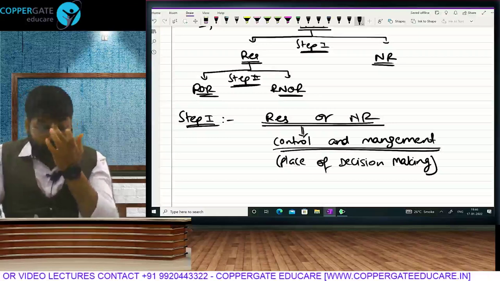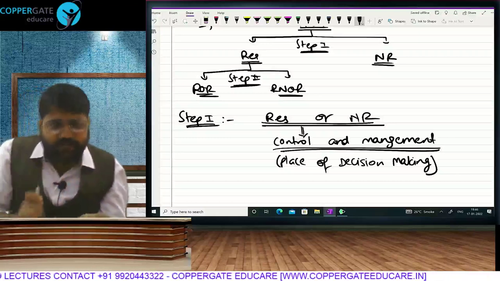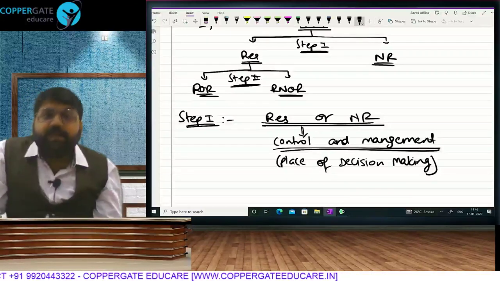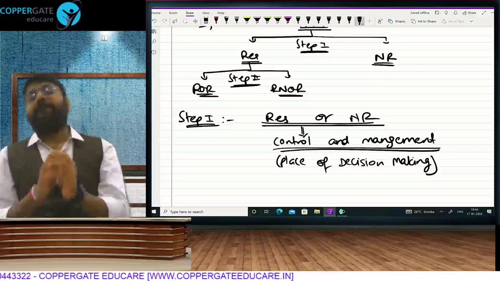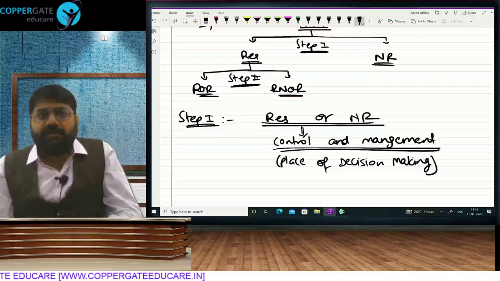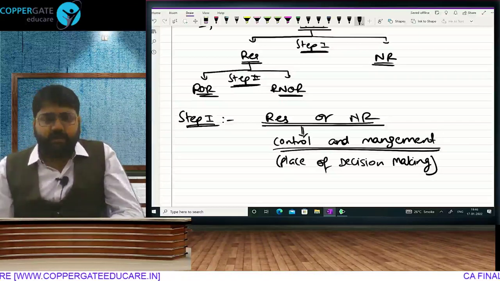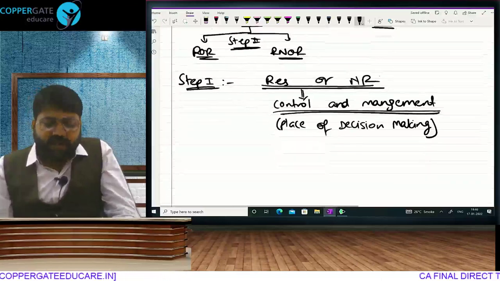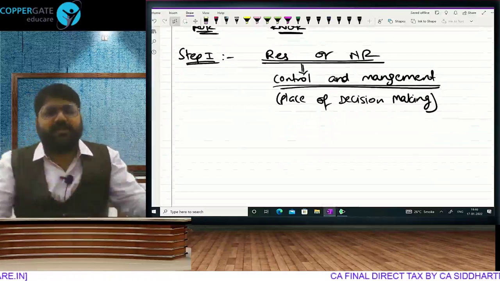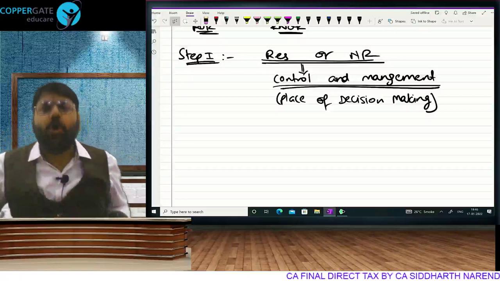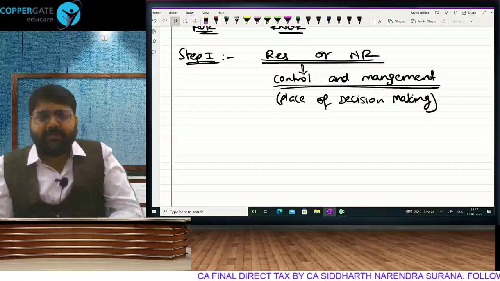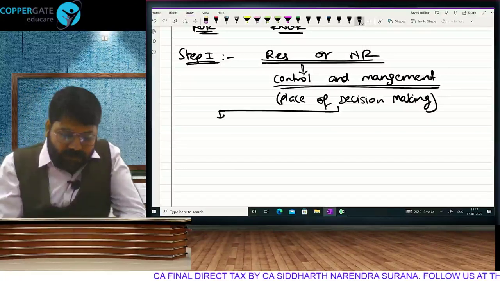I'll repeat. In case of HUF, we cannot check physical presence. That you have understood? Yes, sir. We have to check control and management. Control and management means the place of decision making. Where are decisions of the HUF taken? Business decisions, other decisions, where are they taken, that will decide. So you don't have to check number of days, you don't have to check 182, 60, 365, 730, nothing is applicable. All you are required to check is where are the decisions of the HUF taken, the place of control and management. What are the possibilities?